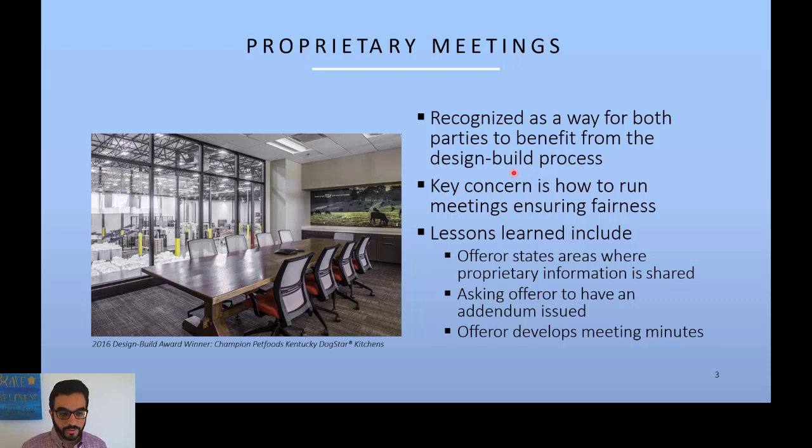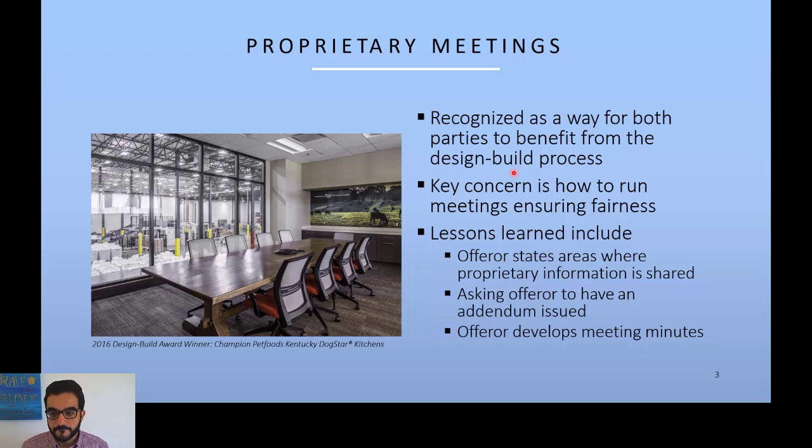If you have a proprietary meeting, some states require that there are no proprietary meetings for any state officer or contracting officer. Any meetings of these publicly employed personnel need to be documented. So that's a concern in some states, and you need to know the regulation of your own state. Fairness here is reflected in these regulations. But there are some lessons learned.